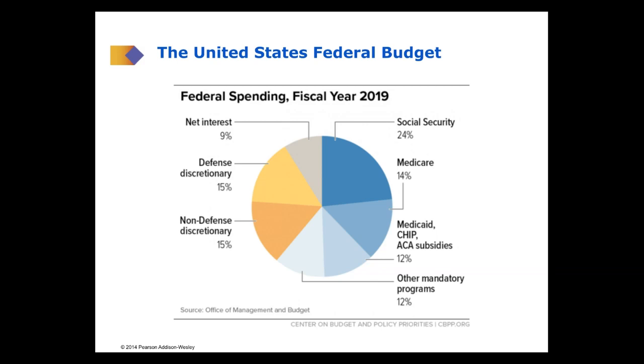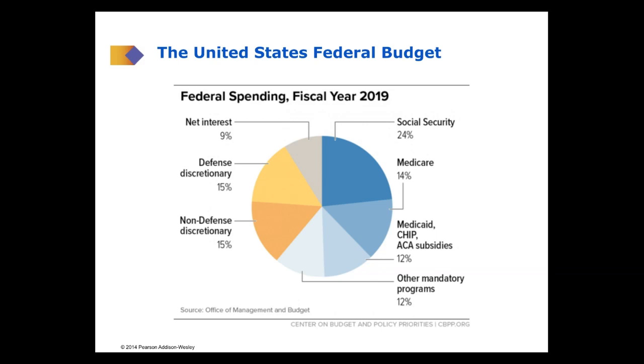And these are what are considered mandatory programs, meaning if somebody is above 65 and qualifies for Social Security, then the government has to pay it. That's what mandatory means. They don't really have the discretion to say yes or no. And so you can see that more than half of the spending is mandatory programs.